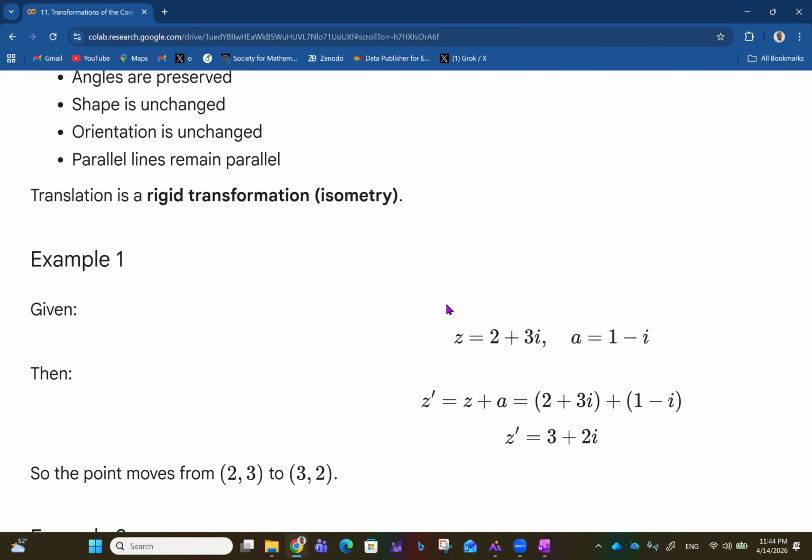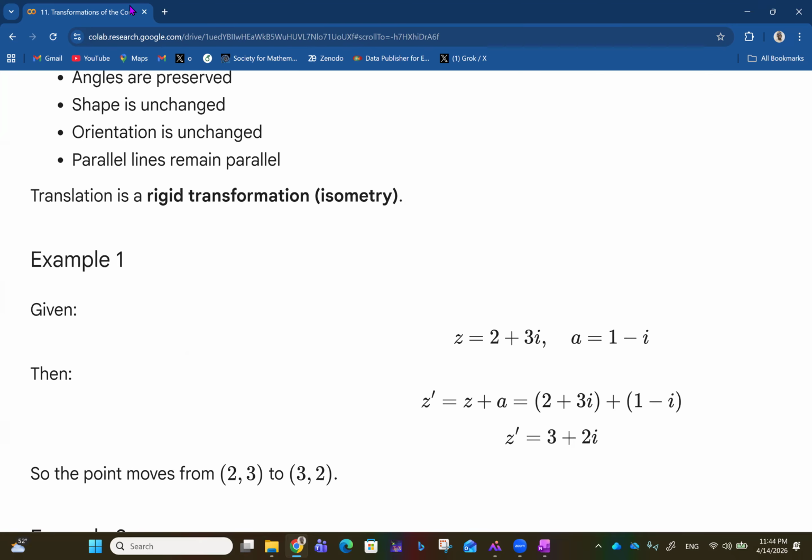So look at example one. You have 2 plus 3i, and then A is 1 minus i. So Z prime now is Z plus A. That means 2 plus 3i plus 1 minus i. So 2 plus 1 is 3, 3i minus i, that's 2i. So the point moves from (2, 3) to (3, 2), right?